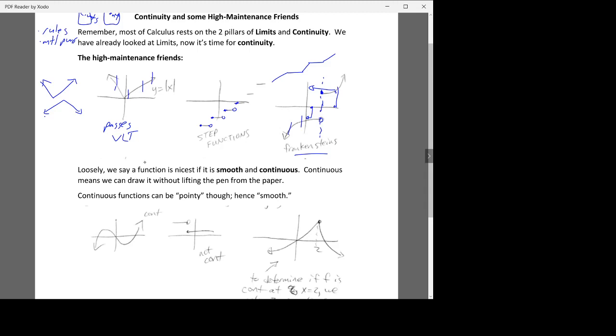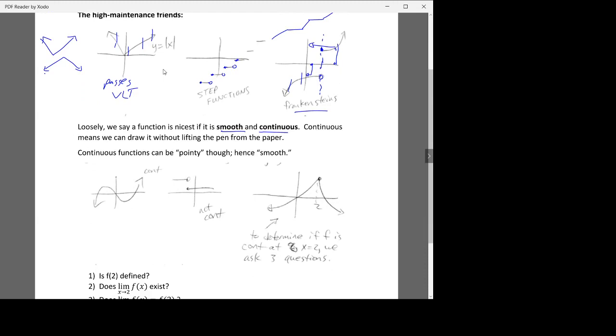And loosely, we say a function is nicest if it's smooth and continuous. And continuous means you can draw it without lifting the pen from the paper. So if you look at this one up here, this first one, you can draw it without lifting the pen. This one here, you have to lift the pen, so it's not continuous everywhere. This last one, you have to lift the pen once to draw. But continuous functions like this first one can be pointy. See that little point there? You could hurt your head. And that's why we bother saying they need to be smooth and continuous to be really good functions.